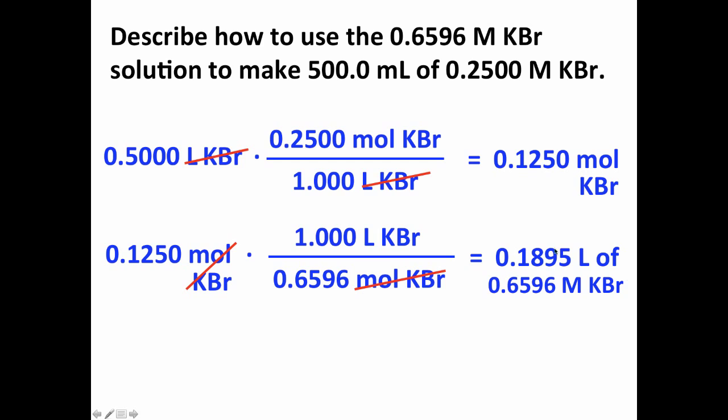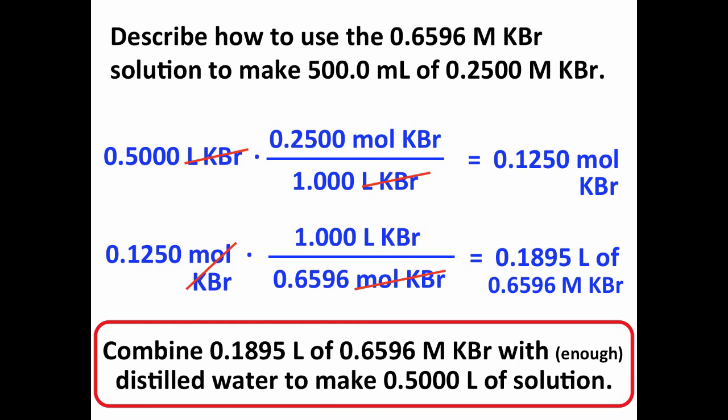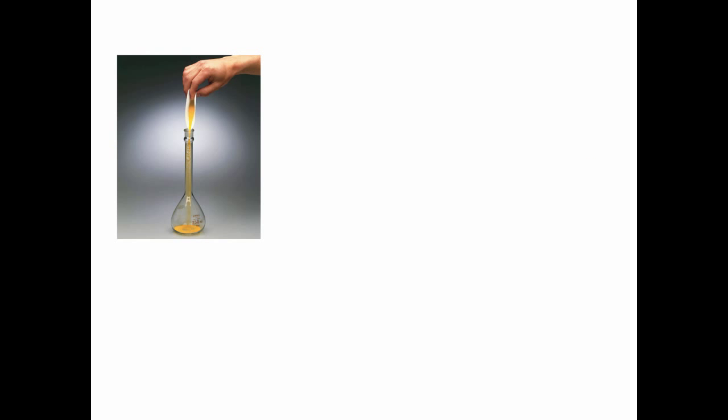KBr solution. And if we use that, add water to it, and dilute it appropriately, then we will make the amount we want of the more dilute 0.2500 molar KBr solution. So the actual description of how we make it is we would combine 0.1895 liters of the more concentrated 0.6596 molar KBr with as much distilled water as is needed, so enough distilled water to get a total solution volume of 0.5000 liters.